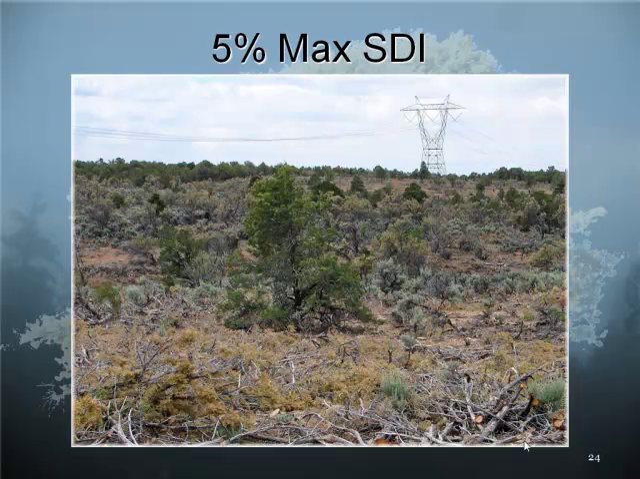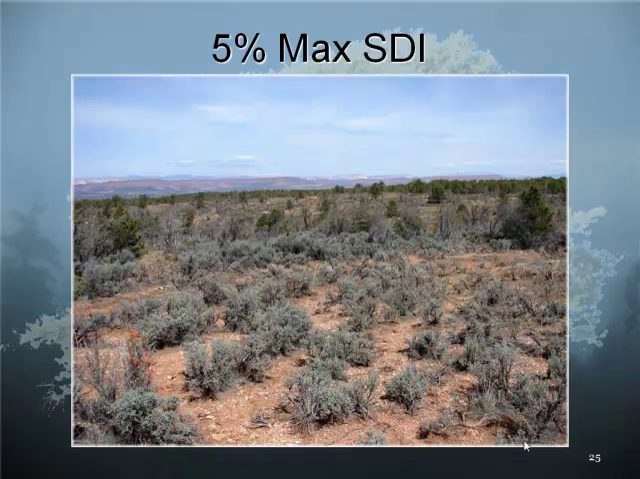Here's one at 5% of max SDI, done in part because of that power line right there. So it leaves basically savanna type conditions, where other species besides the trees really dominate the site, but trees are incidental on the site. There's another 5% of max SDI.